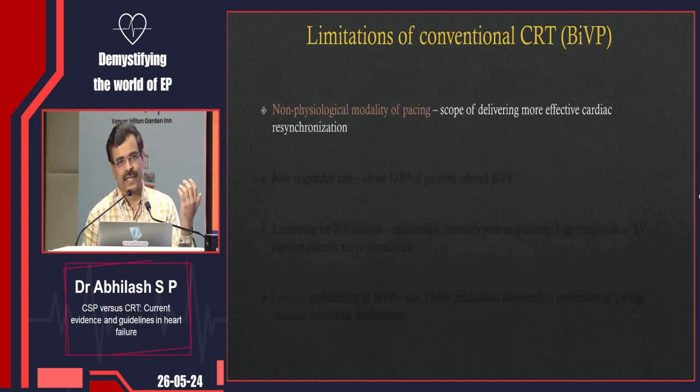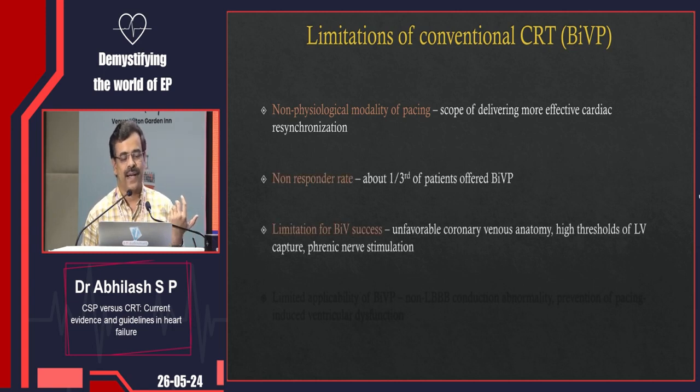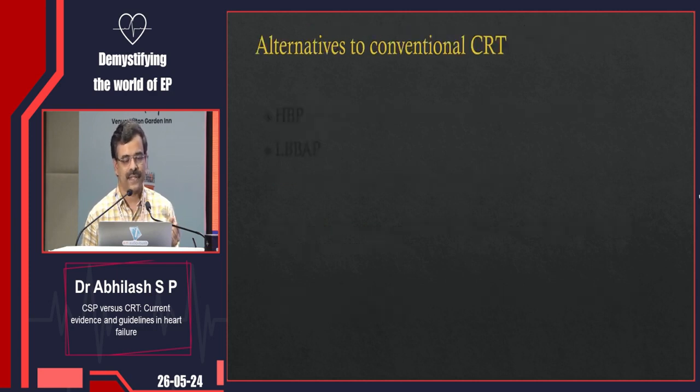One, it's a non-physiological modality because the LV lead is going to be based on epicardium to endocardium. There is a one-third non-responder rate, and limitations like when you don't have a good coronary venous anatomy, there are high threshold issues, and of course, phrenic nerve stimulation can limit. Limited applicability of biventricular pacing: say non-LBBB, the non-responders are more. Prevention of pacing-induced left ventricular dysfunction, again, you need more data. So there are some subsets where biventricular pacing will not work.